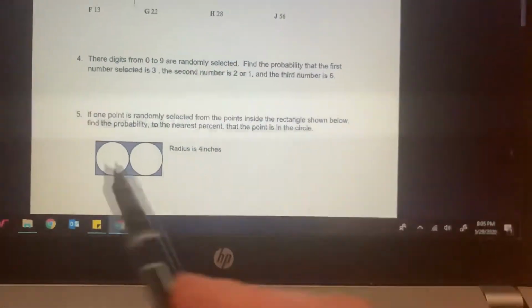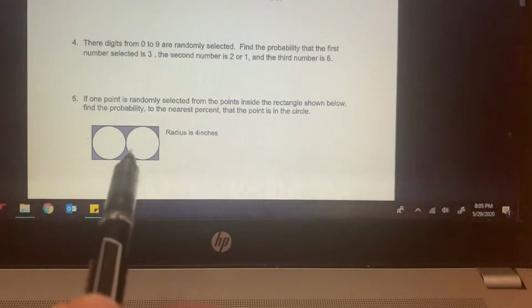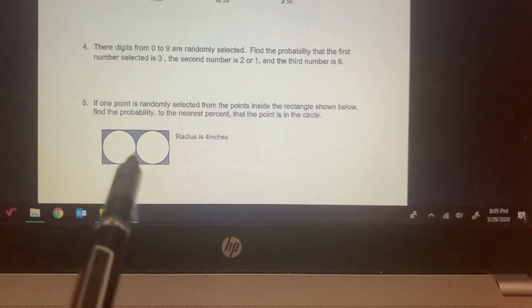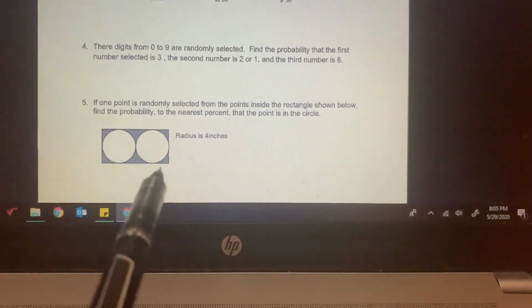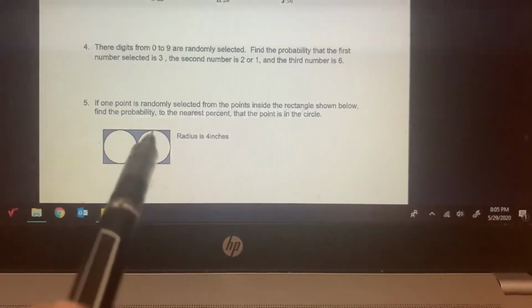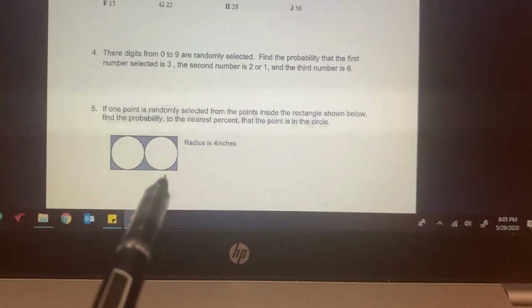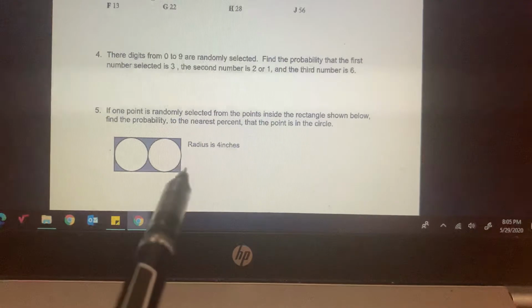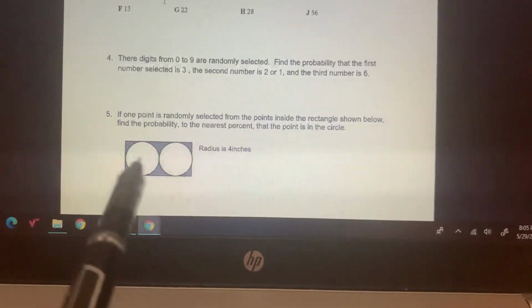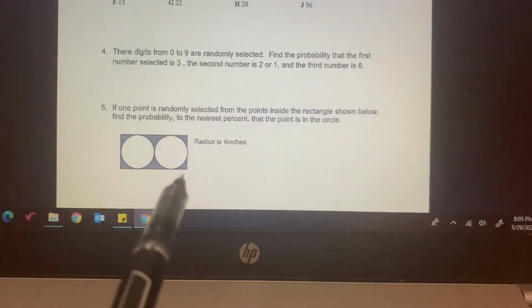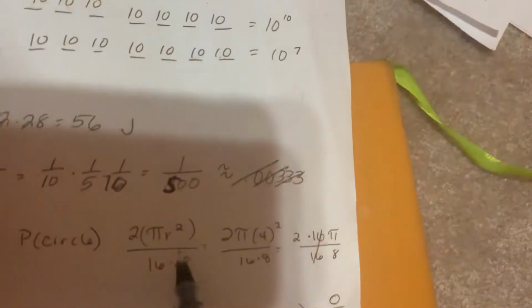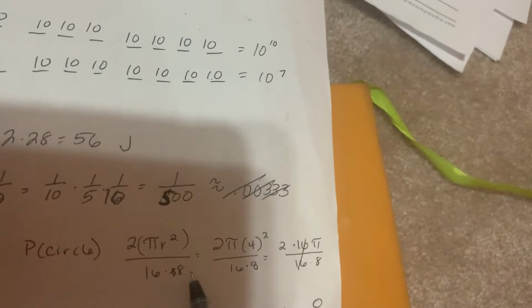Number 5, they want you to randomly select a point in this circle. So you have to find the area of the circles out of the entire area. Well, if the radius is 4, that means the diameter is 8. So it's an 8 by 4, 4, 4, 4, and 8 by 16. So the total area is 8 by 16.